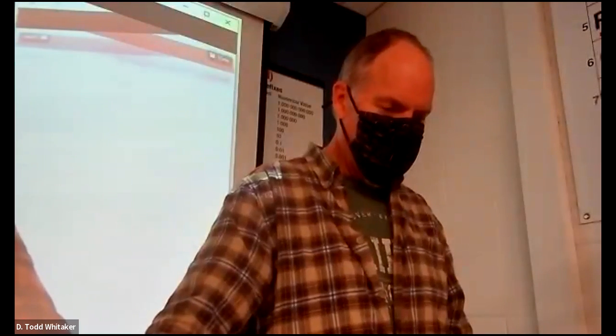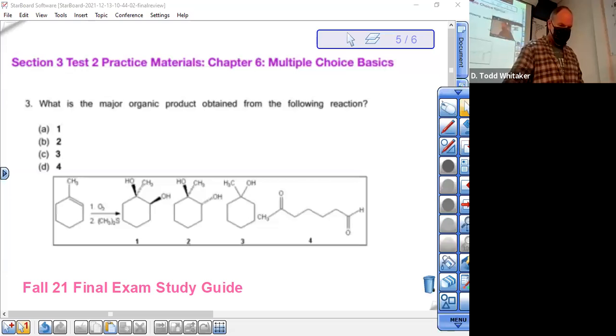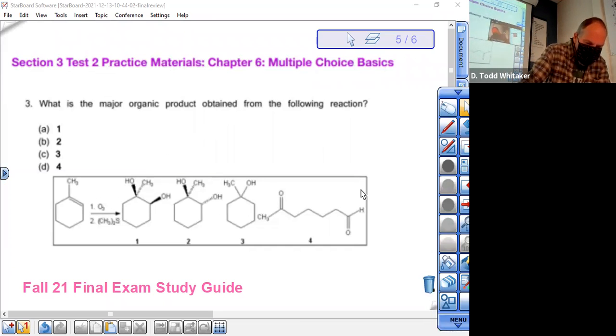All right, everybody, a few more multiple choice practice for our final. We've got one found in the test 2 practice materials, Section 3, multiple choice basics. And if you can't read it because it's fuzzy, that's ozone right there, O3.